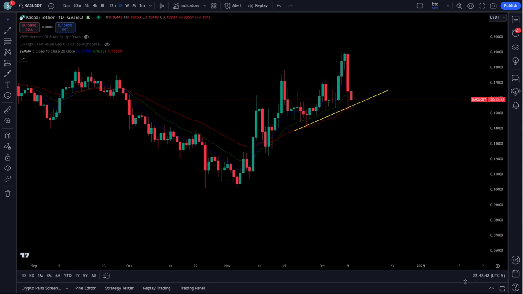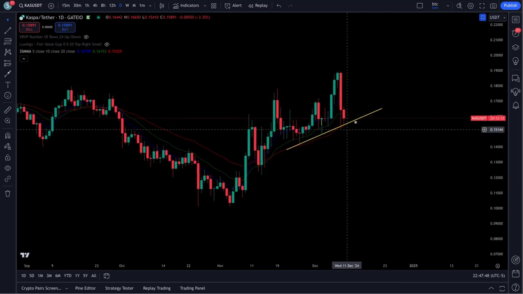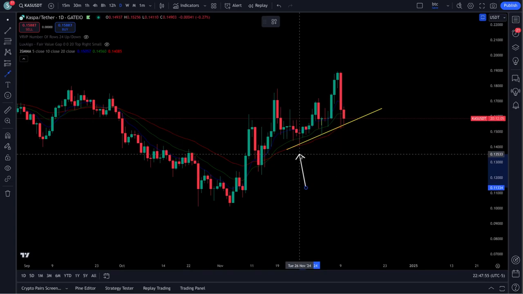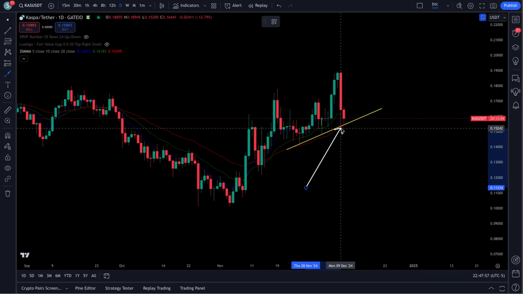Let's see what we got here. I had to turn my microphone on. Okay, apologize about that. But you can see we have pulled down here and grabbed this support right here. We're going to take a look at this chart here in a minute, see if we could have further down to come, or if this support here has grabbed.